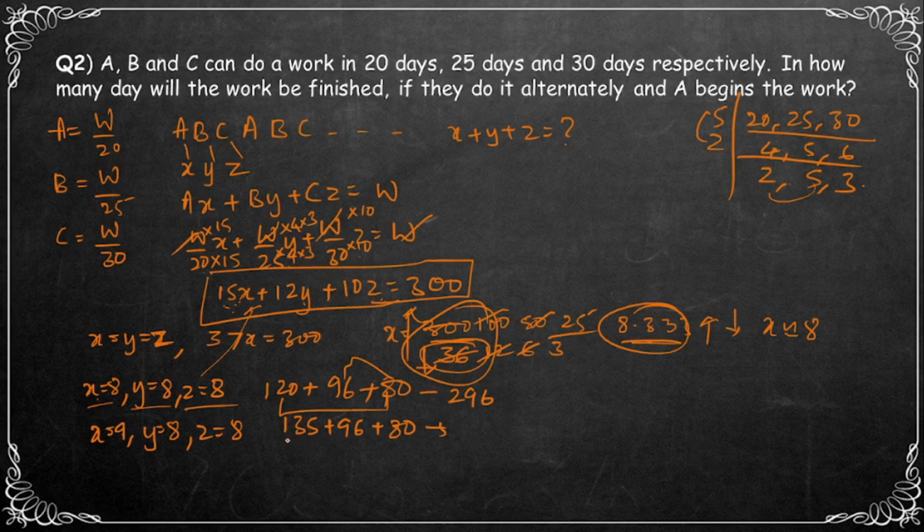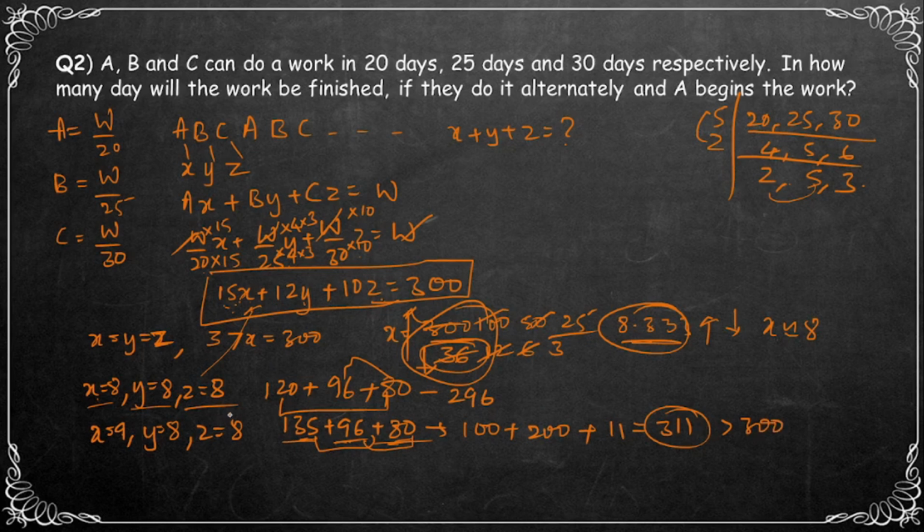How do we add this? So we'll add the hundreds place first. 100 plus 0 plus 0, 100. Next the tens place. 30 plus 90 plus 80, which is nothing but 30 plus 90, 120, 120 plus 80, 200. And then we'll add the units place. 5 plus 6 plus 0, which is nothing but 11. So this is 311. This has become more than the RHS.